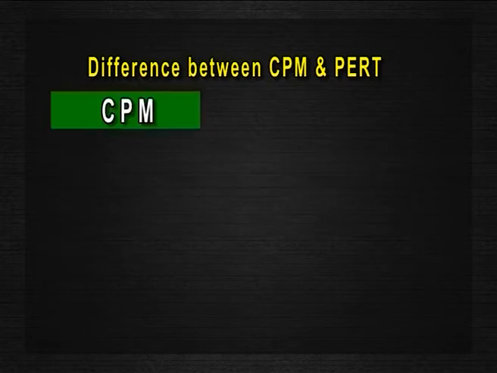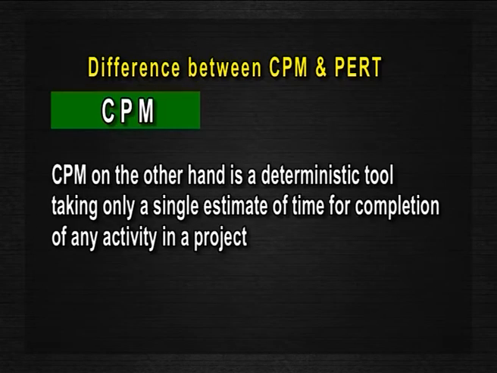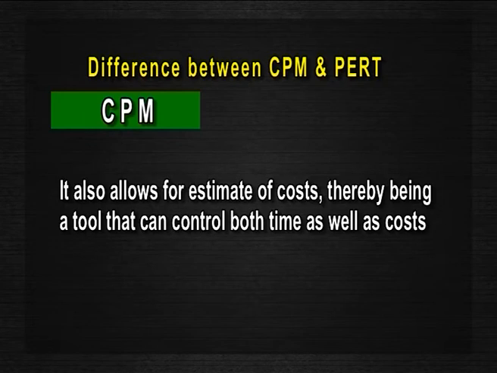Next is CPM. Now, CPM on the other hand is a deterministic tool taking only a single estimate of time for completion of any activity in a project. It also allows for an estimate of costs, thereby being a tool that can control both time as well as costs.